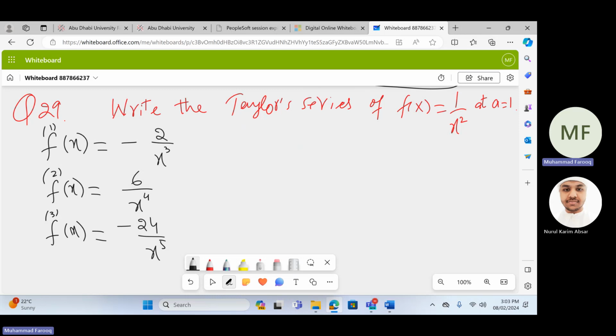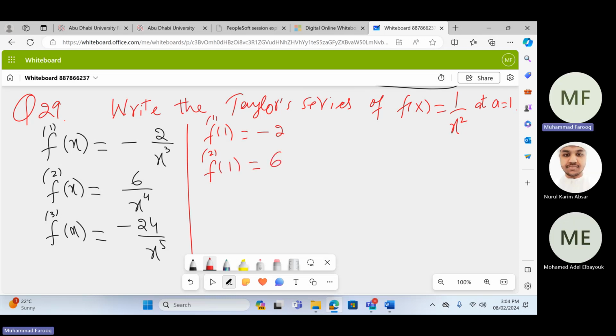Do one thing, initially get 3. Please check if my calculation is correct. Okay, good. Now we go with how much is the a value? 1. Okay, so the first derivative at 1 is how much? -2, right? Second derivative at 1, how much? 6. Third derivative at 1, how much? -24. Okay, right.